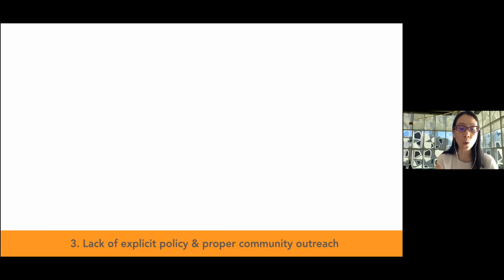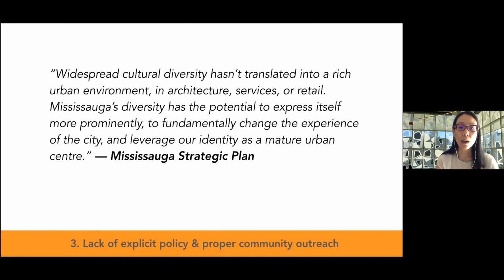Existing acknowledgements only highlight the economic benefits associated with immigration, for example, without explicit statements on developing a permissive policy environment to support ethnic communities' placemaking efforts and settlement needs. As the Mississauga strategic plan points out, widespread cultural diversity hasn't translated into a rich urban environment in architecture, services, or retail. Mississauga's diversity has the potential to express itself more prominently, to fundamentally change the experience of the city and leverage our identity as a mature urban center.